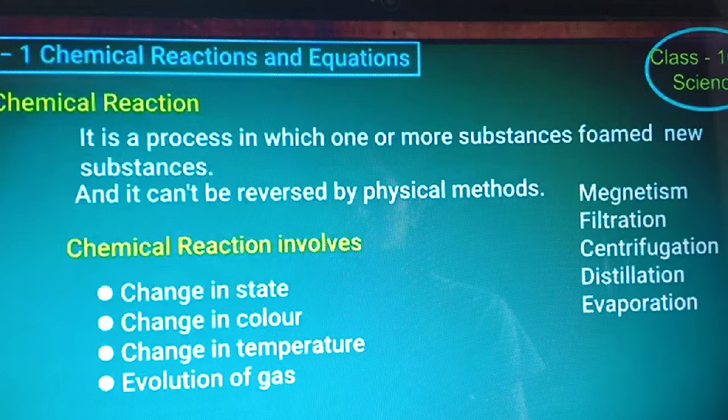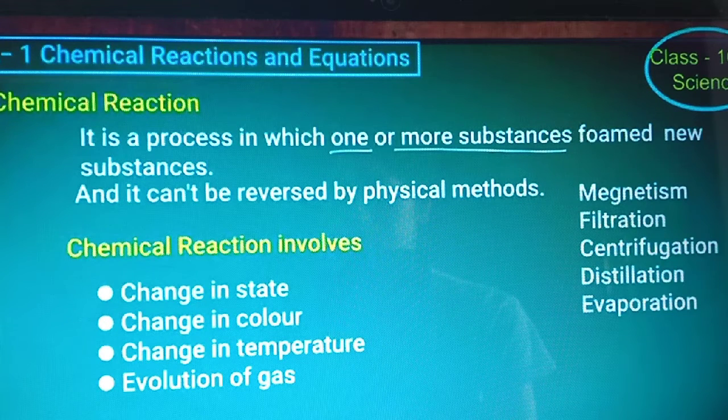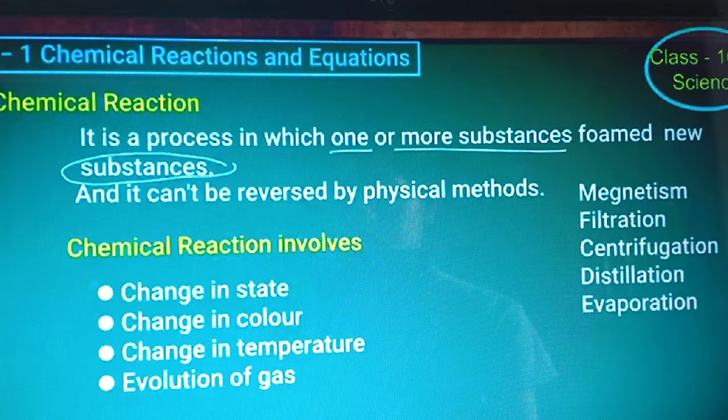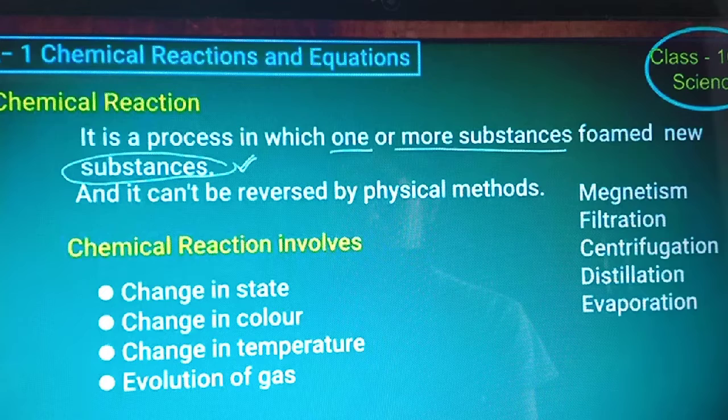It is the process in which one or more substances form a new substance and it can't be reversed by a physical method. Means in the process, the reactants are used, which react to each other and form a new substance. Reactants may be one or more than one.